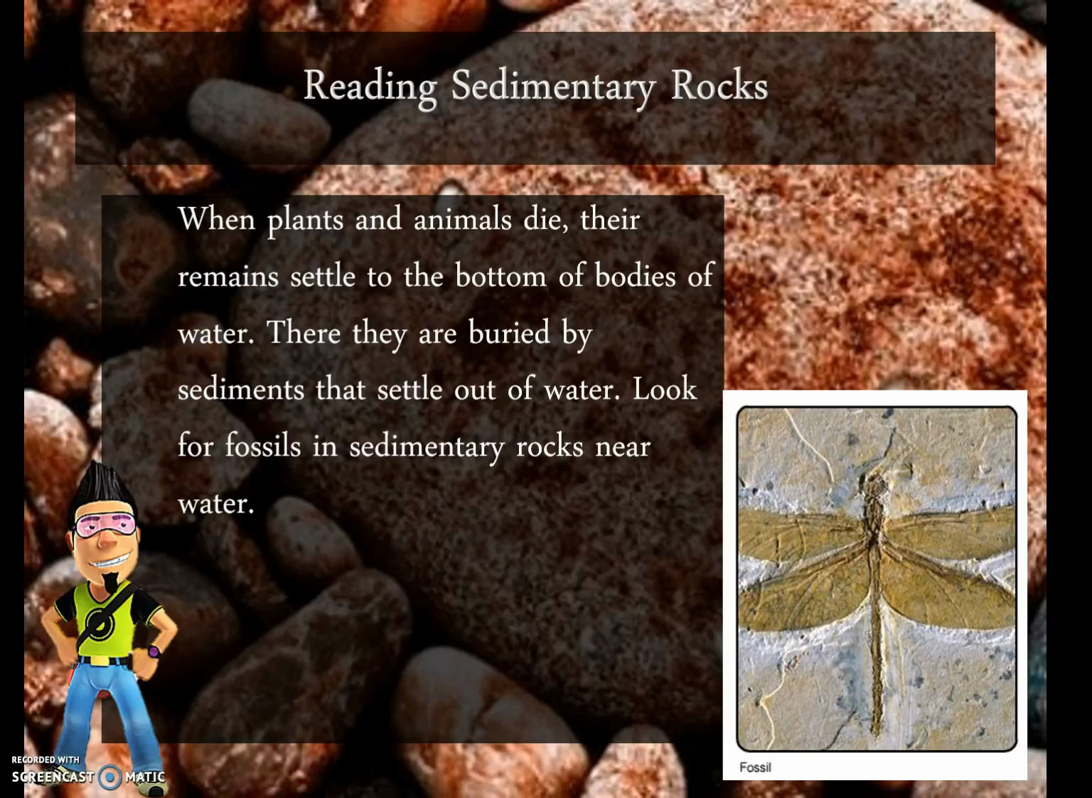So the last thing is reading sedimentary rocks. This is when scientists look at sedimentary rock and figure out where it came from and what it was formed from. So when plants and animals die, their remains settle to the bottom of bodies of water. There they are buried by sediments that settle out of the water through deposition. So oftentimes you can find fossils in sedimentary rocks that are near water.